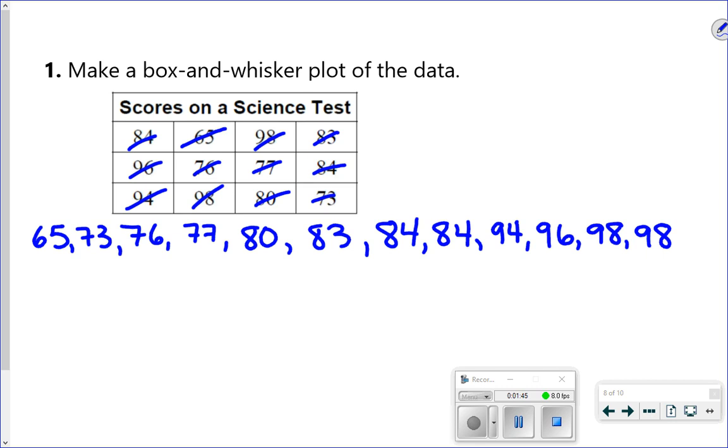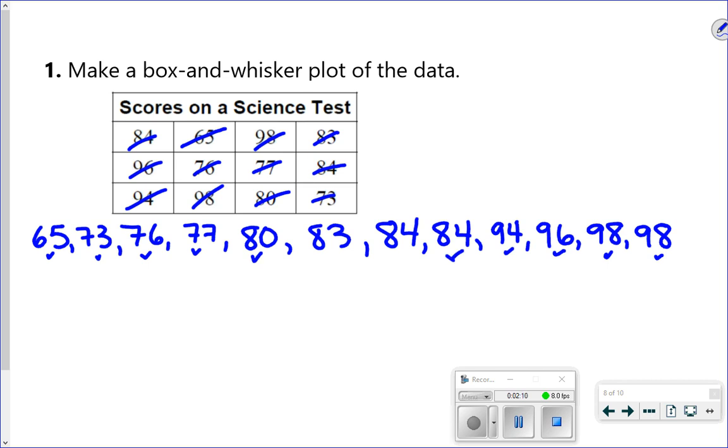Okay, so the next step is to find the median. So the median is the one in the middle. Some people like to cross out or check mark, so like 65 and then 98 and then 73. I'm not actually writing on my numbers because I'm going to need them in a minute. But you can keep going back and forth that way until you find whatever is in the middle.